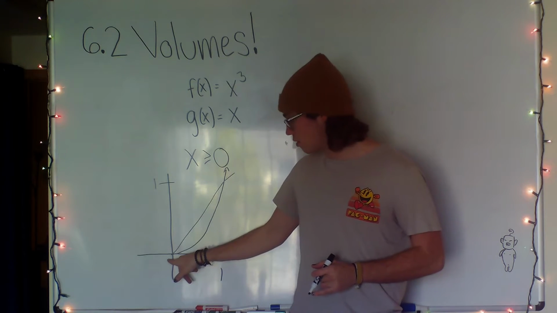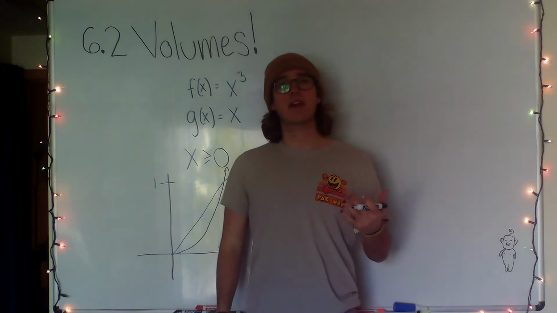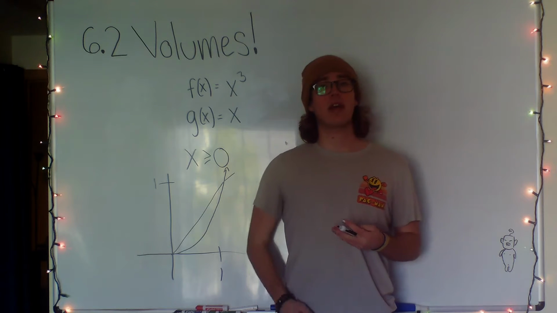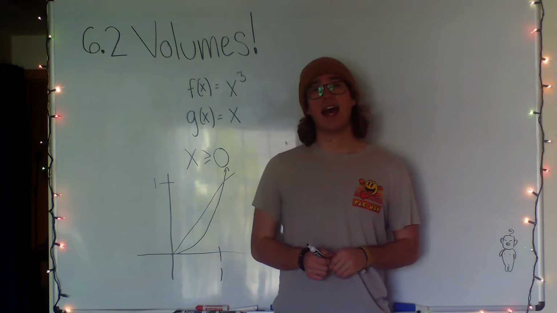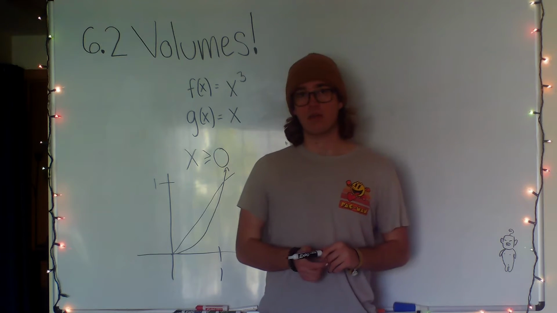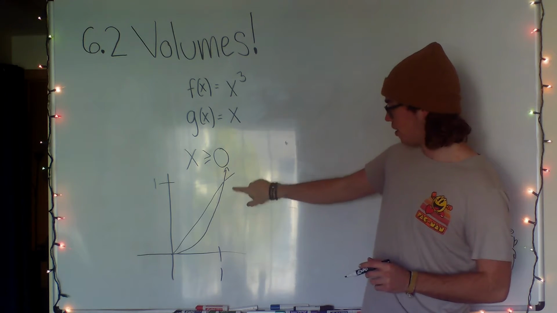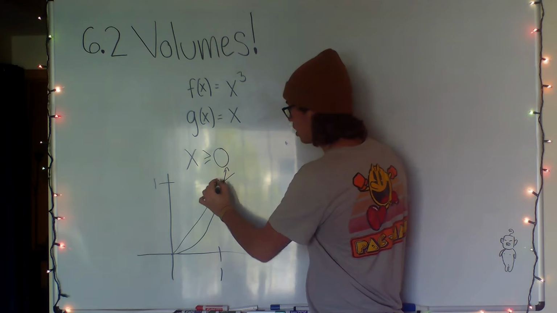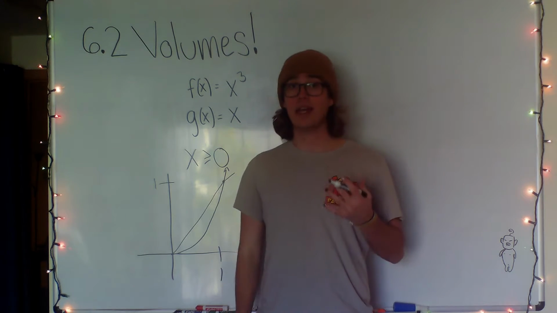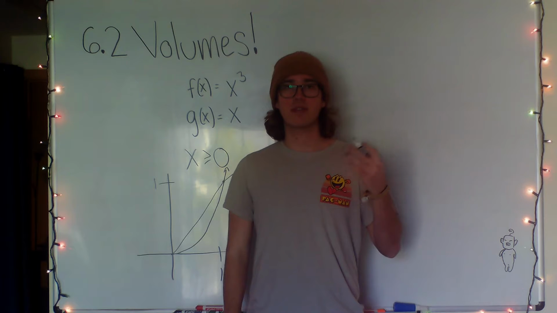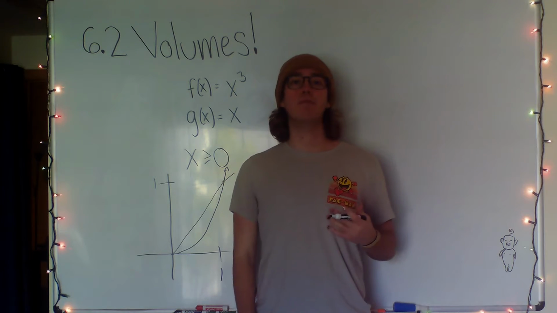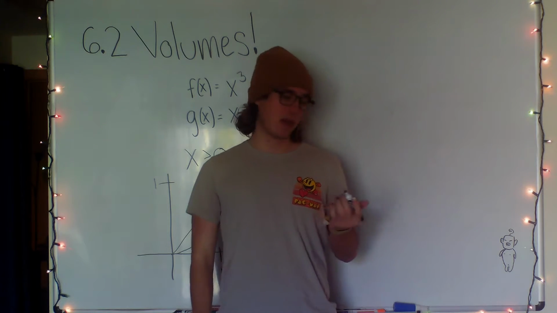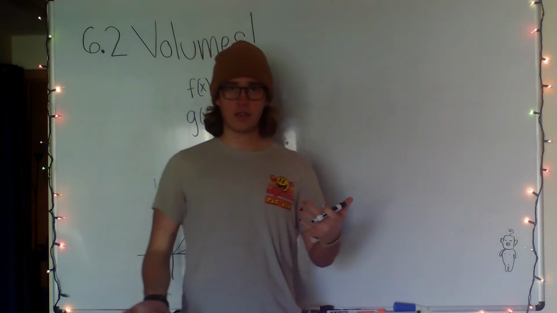We know it's going to be 0 for our a, but how do we find b? Well, we know that y equals x and y equals x cubed intersect at 1, right? Because we have (1, 1), boom, they intersect. So our bounds are a equals 0 and b equals 1. So we have our bounds, and then what do we have to do?